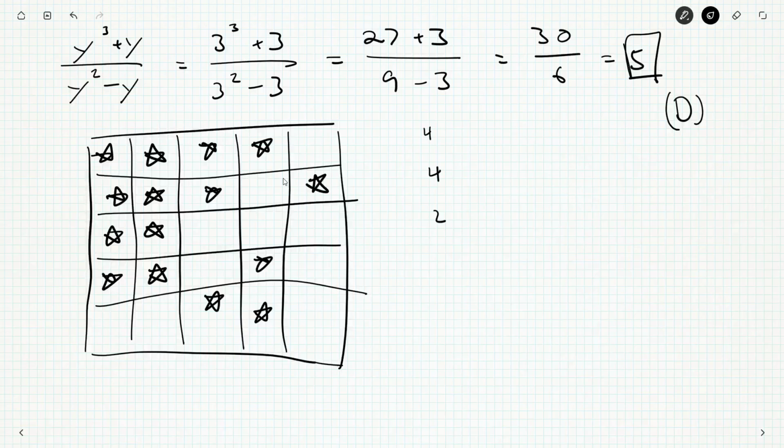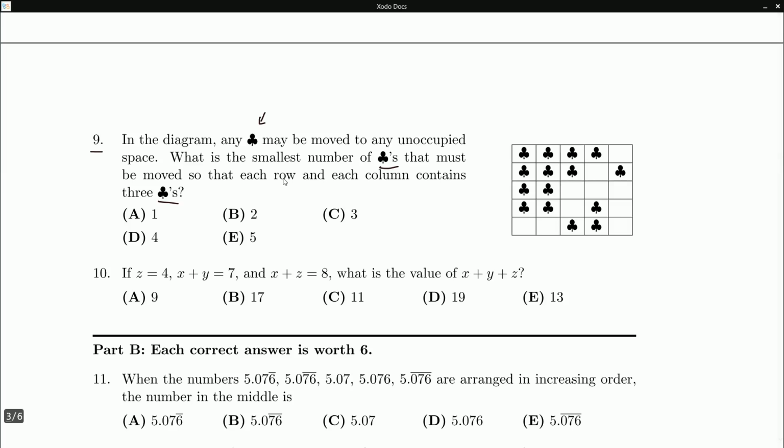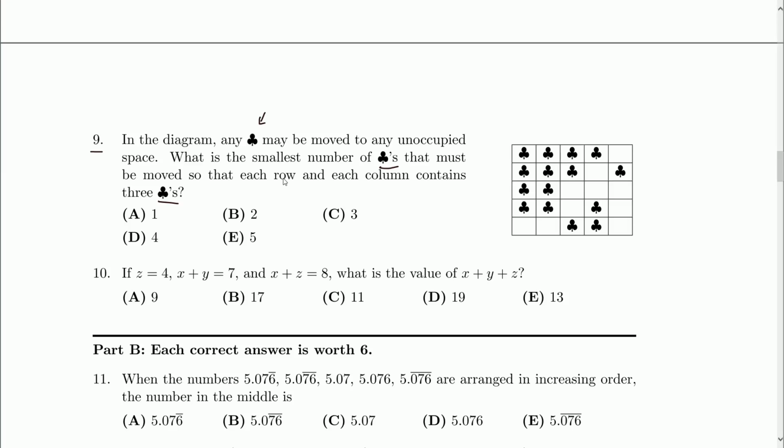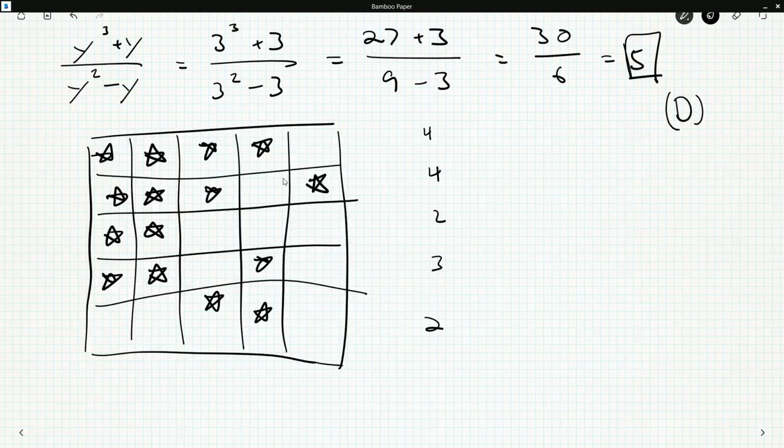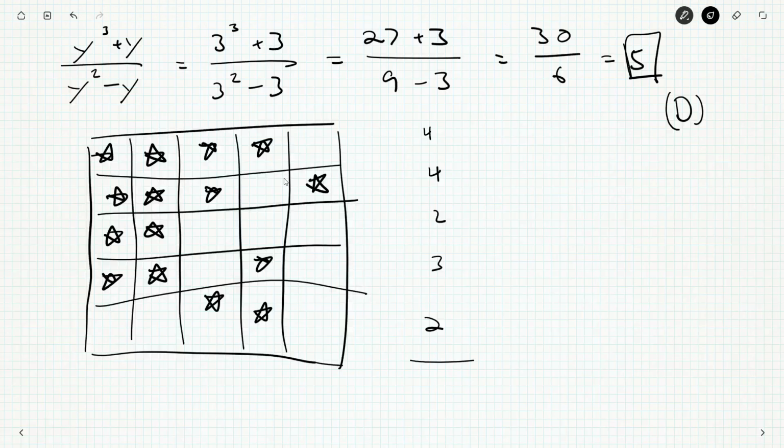Now, we don't add new clubs, 3 here and 2 here. We don't add new clubs. We're just moving the clubs around. Okay? So I could take this club here, and I could move it down here if I wanted to. Any club can move anywhere. It's not like a checkerboard where they have to hop each other or anything like that. Or in our case, any stars. So let's just take a look. We've got 4, 4, 2, 3, and 2.